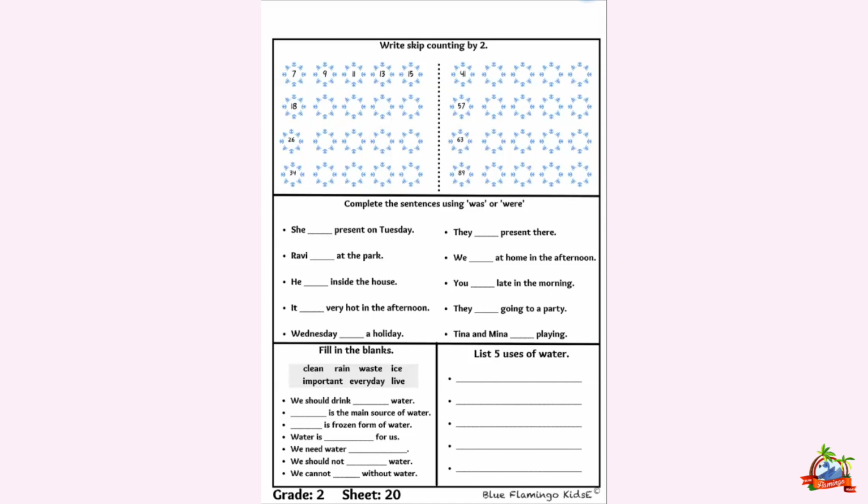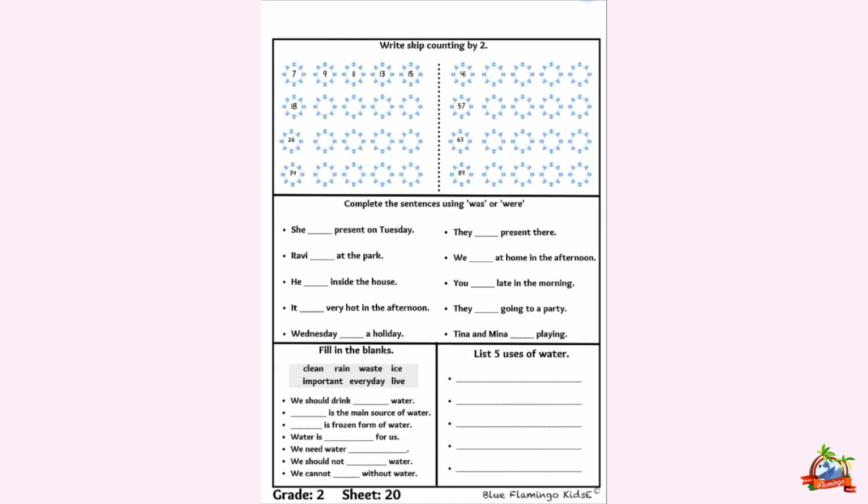Now let's move to the next section, which is of English. Complete the sentence using was or were. What you have to do is complete these sentences using was or were. We use was for the singular subject. Singular subject के लिए was use करते हैं, plural subject के लिए were use करते हैं. So according to the plural and singular subject, we have to fill was and were in these sentences.